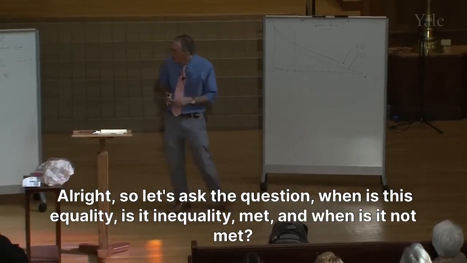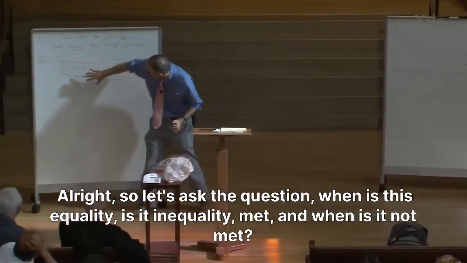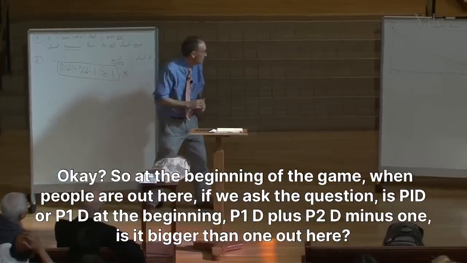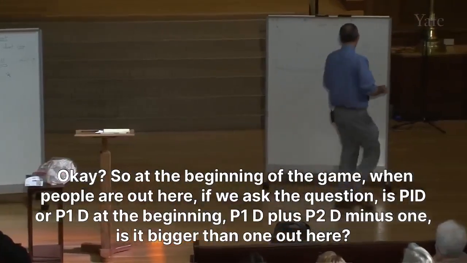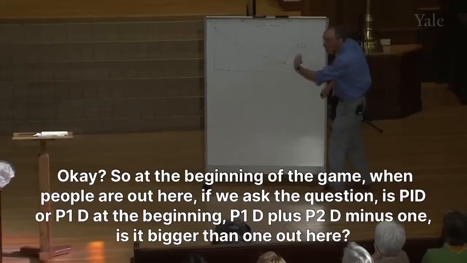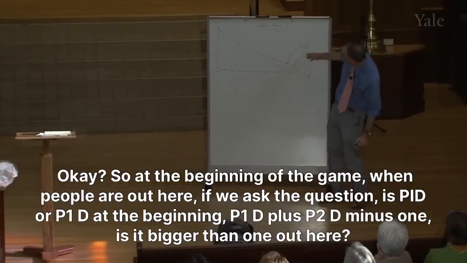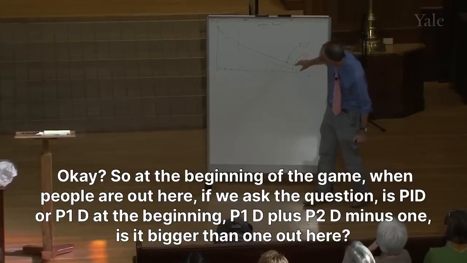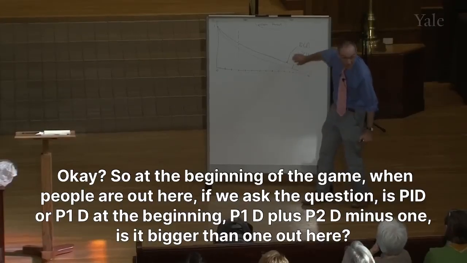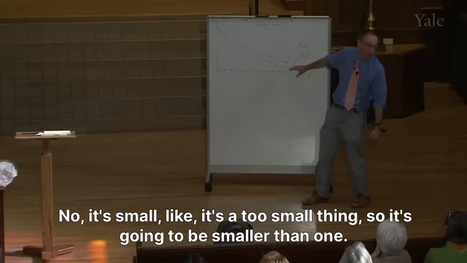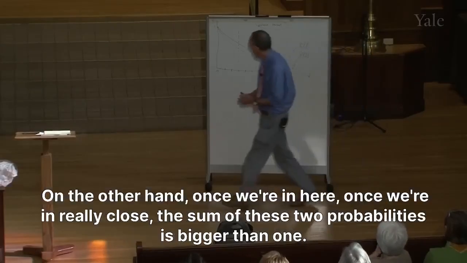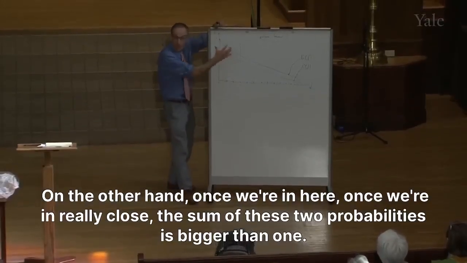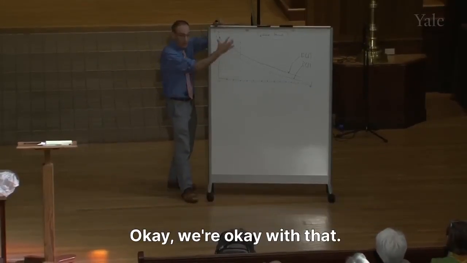All right, so let's ask the question, when is this inequality met, and when is it not met? So at the beginning of the game, when people are out here, if we ask the question, is P1D plus P2D minus 1 bigger than 1? Is it bigger than 1 out here? No, it's small. These are two small things, so it's going to be smaller than 1. On the other hand, once we're in really close, the sum of these two probabilities is bigger than 1. Everyone okay with that?